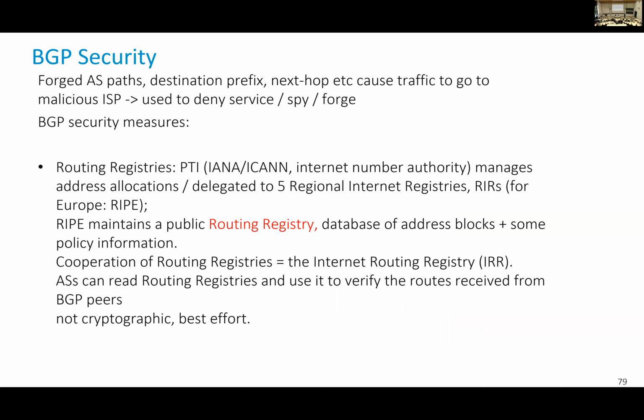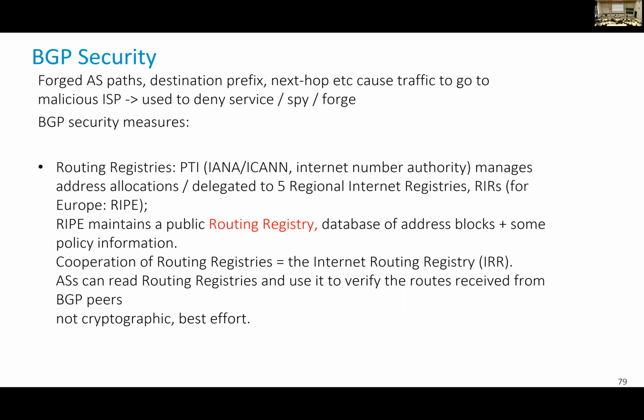Of course, we want to avoid this. One simple way to avoid this is by simply having a database of all the origination, which is called the routing registry. So the internet is self-organized, but there's still an organization of the ISPs. The internet service providers are organized.